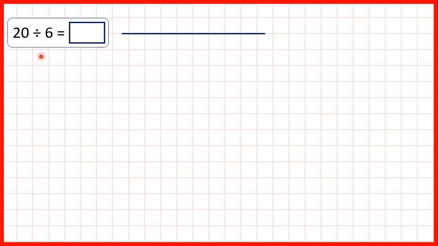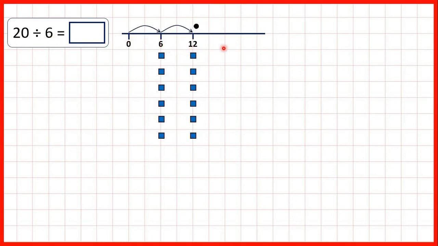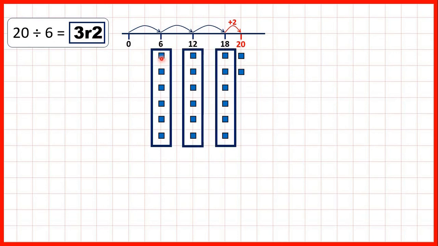So let's show these questions on a number line. First, we had 20 divided by 6. We counted up 6, 12, 18, but then we couldn't jump to 24 because we can't go past our dividend. From 18, we just needed to add 2 to get to 20. So now our answer is 3 remainder 2, because looking at it this way, we've made 3 groups of 6 and we have 2 left over.